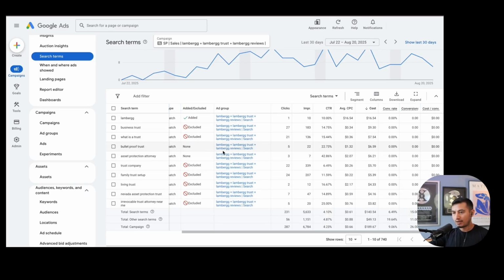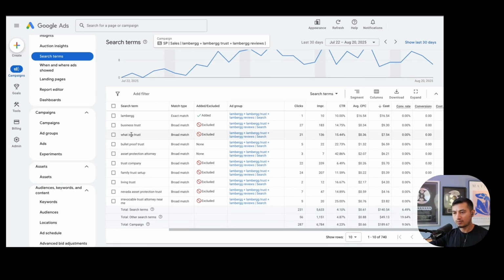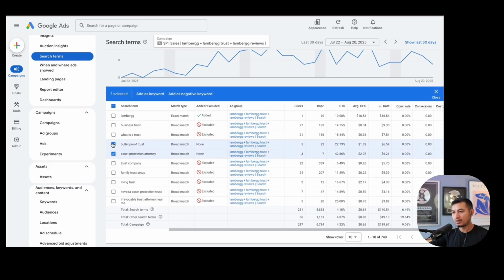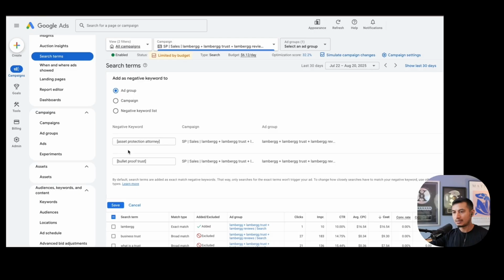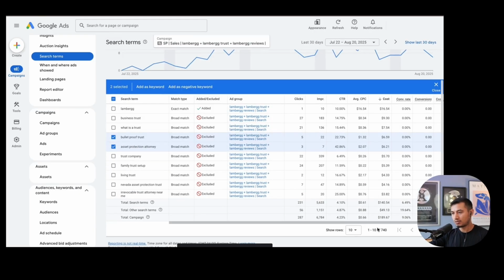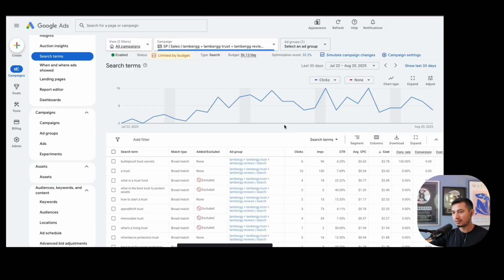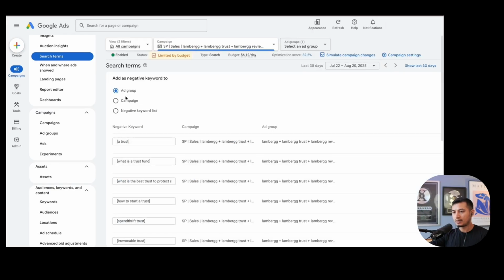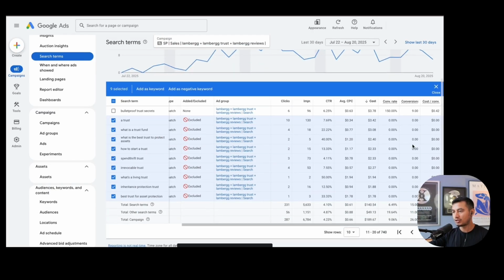So I excluded those keyword, and I'm also going to exclude more keyword. So I'm going to exclude this one as well, add as a negative keyword. It should not show anymore because I have a phrase match on now. So it should not show my ads to any of these anymore. You can add as a negative keyword, campaign. Just make sure the keyword added as a negative doesn't have any conversions.